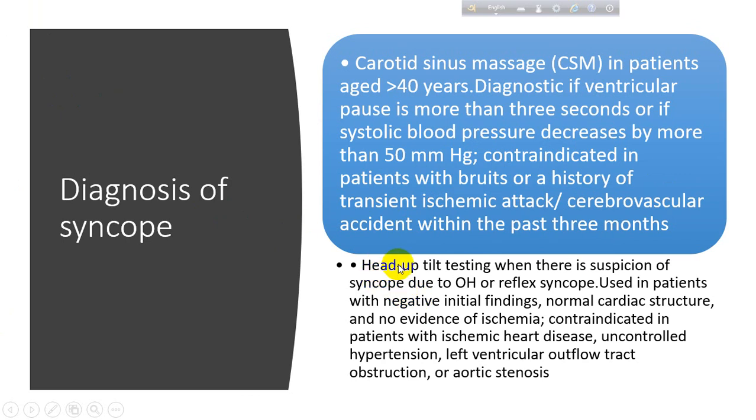Now, head up tilt testing is used when there is suspicion of syncope due to orthostatic hypotension or reflex syncope. Used in patients with negative initial findings, normal cardiac structure, and no evidence of ischemia. Contraindicated in patients with ischemic heart disease, uncontrolled hypertension, left ventricular outflow tract obstruction, or aortic stenosis.